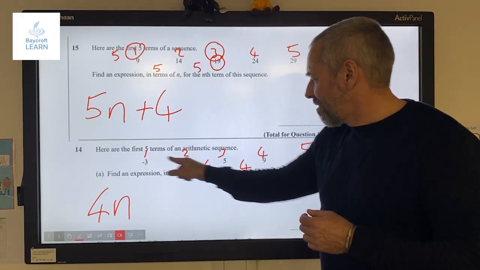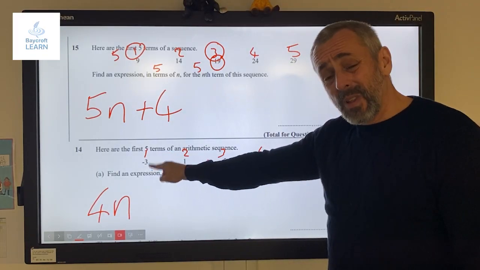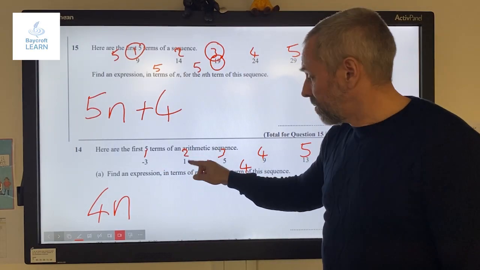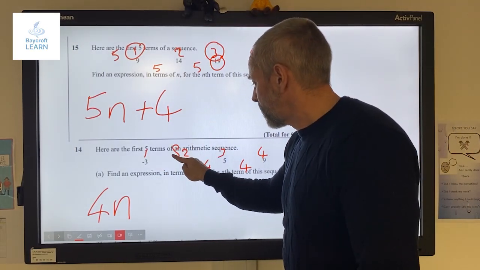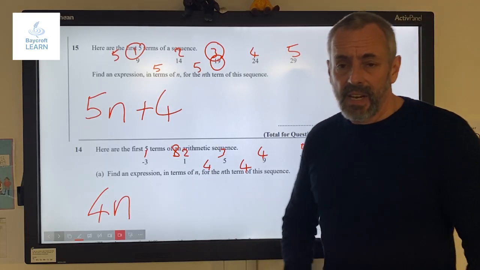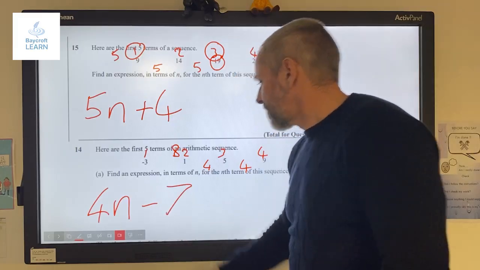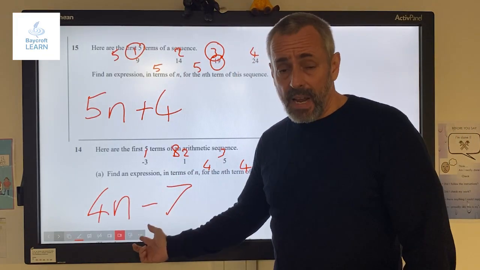We can choose any of these n's that we like. I don't want to work with a negative number, so I'm going to choose this one. What's 4 times 2? Well, that will give me 8. What do I have to do to 8 to turn it into 1? I have to take away 7. In theory, that's my nth term rule.